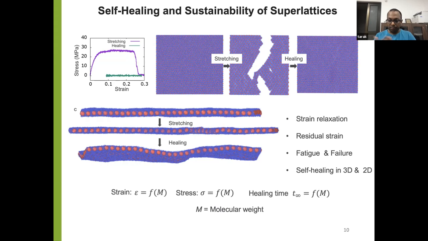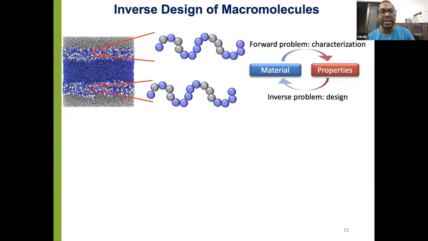So this is the problem. I'm going to spend a little bit more time on the inverse design of macromolecules. And that's where I'm going to talk about the machine learning aspect. So let me take a very canonical example, which is a polymer mixture. Let's say polystyrene and polymethyl acrylate, they don't mix together and they form these kinds of microscopic phase separations.